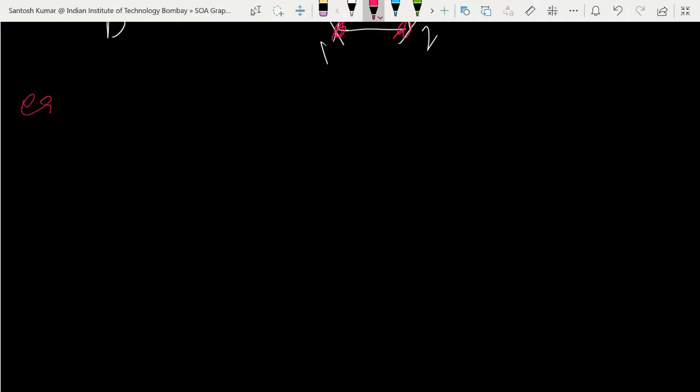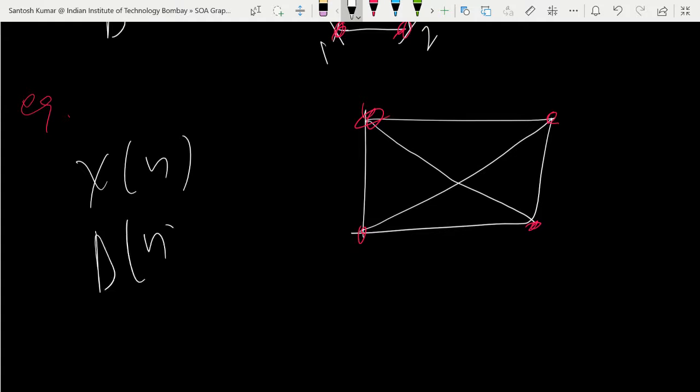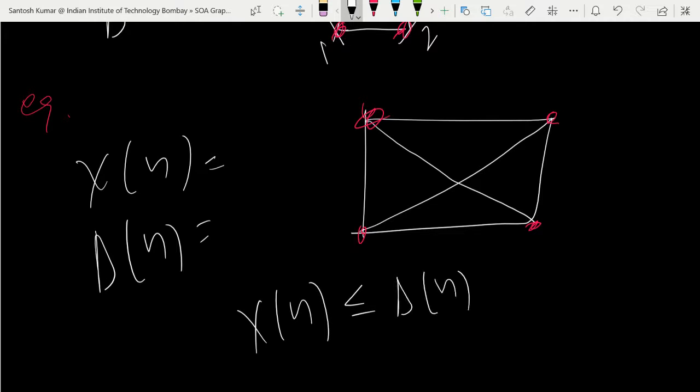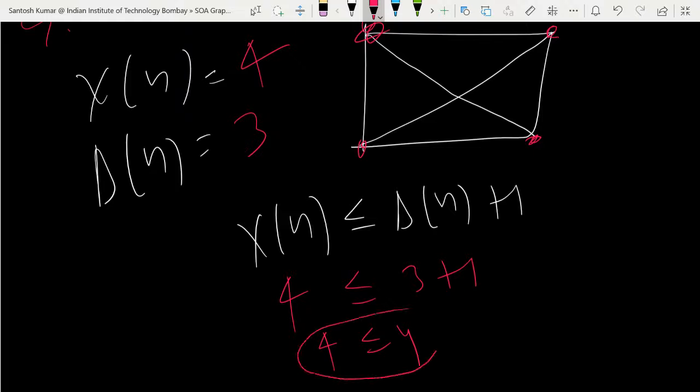Try this one more example. This is the complete graph on 4 vertices. So chromatic number and delta G. So we have to check. Chromatic number of K4 is 4. What is delta G? 3. Now you see here, in this case, 4 is less than or equal to 3 plus 1, so 4 is less than or equal to 4. So here it attains equality.